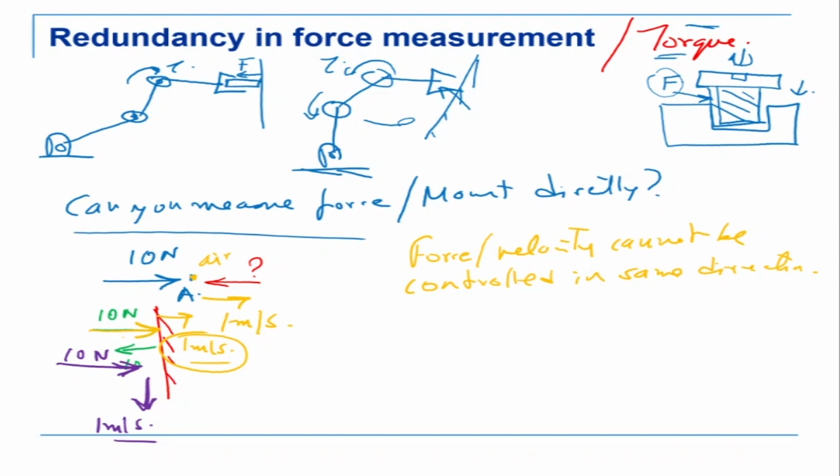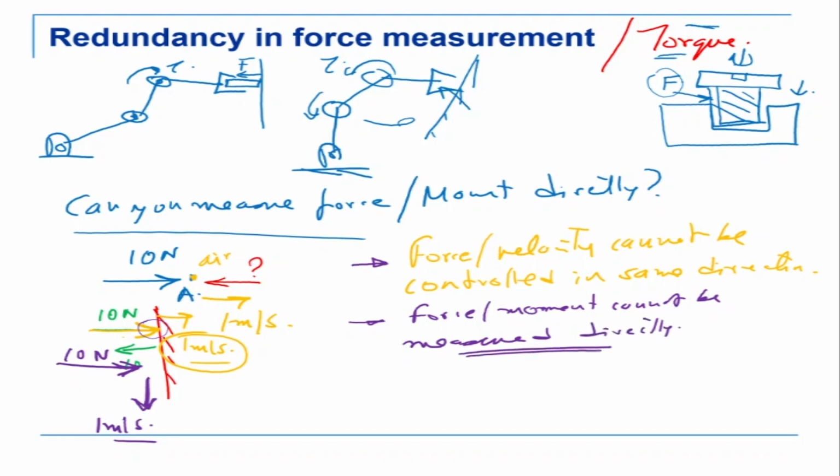Now, you cannot measure force directly, but you can measure force indirectly. What do you mean by that? If I say measure how much force is being applied on the wall here, there is no way by which you can measure it because you cannot measure force directly. So first, force and velocity cannot be controlled in the same direction. The next point: force and moment cannot be measured directly. The meaning of this is that you cannot measure force directly. You can measure the effect of force.